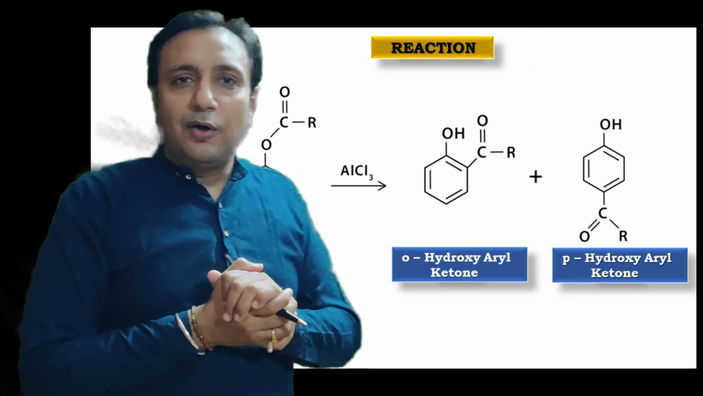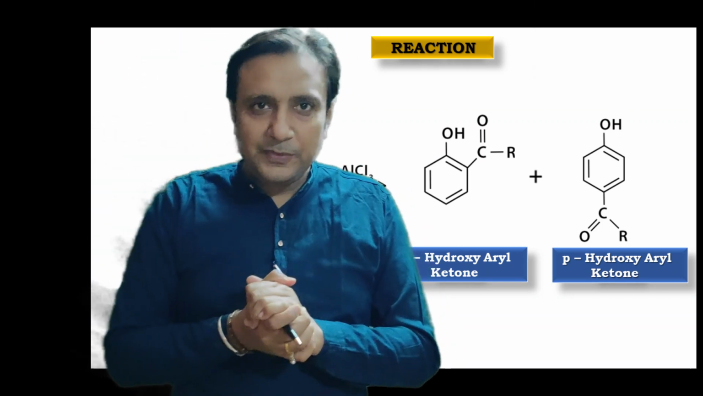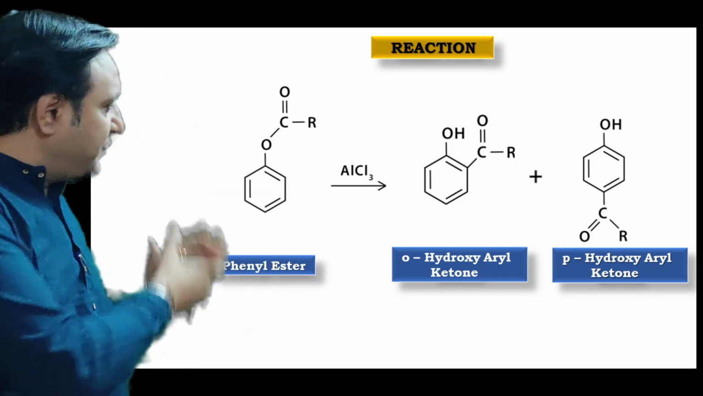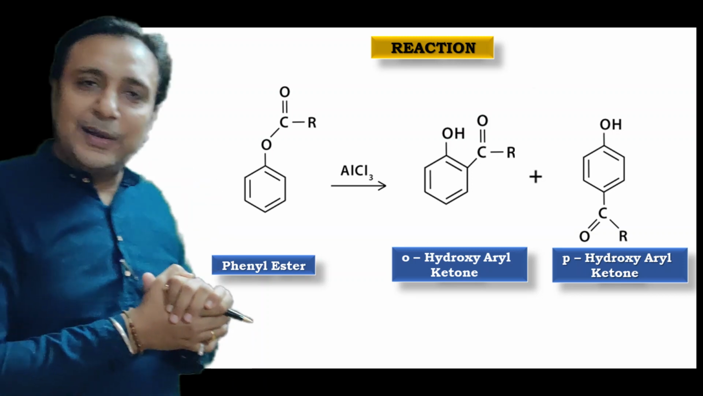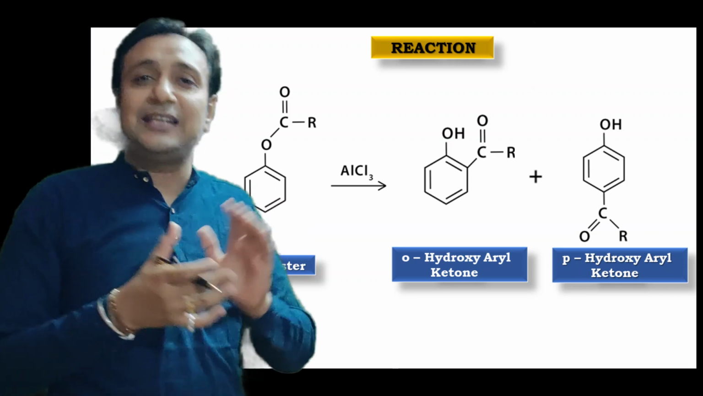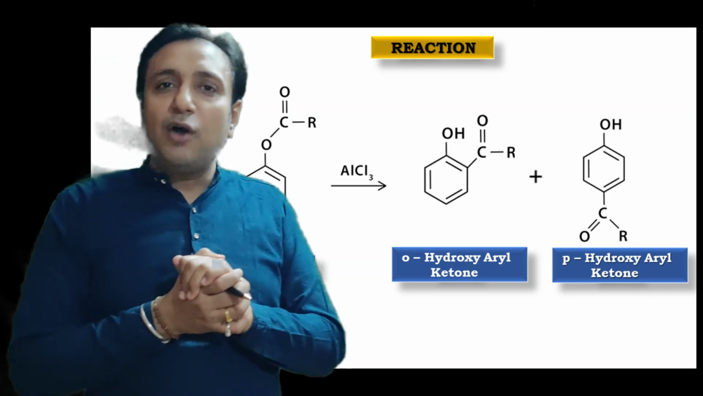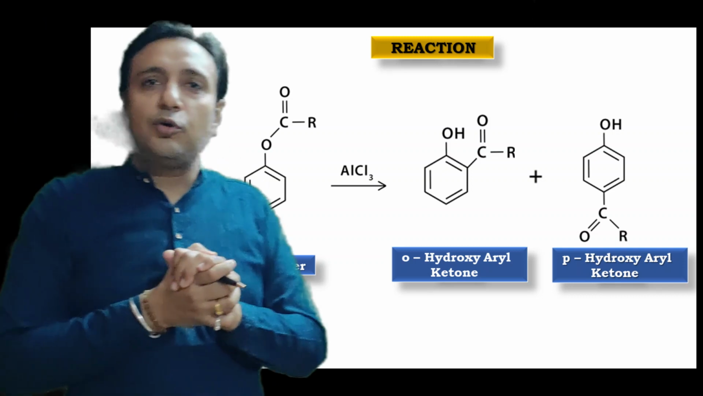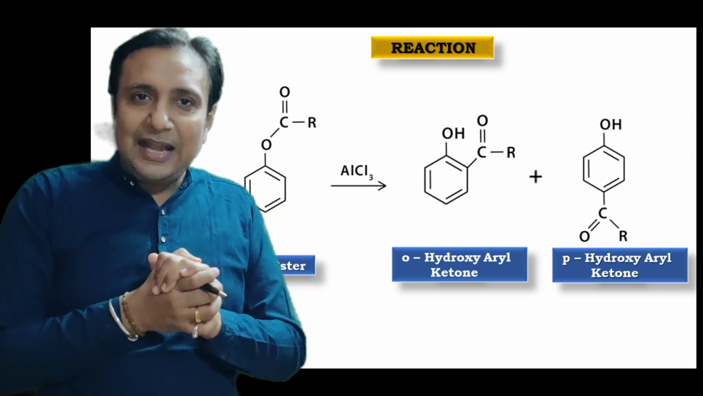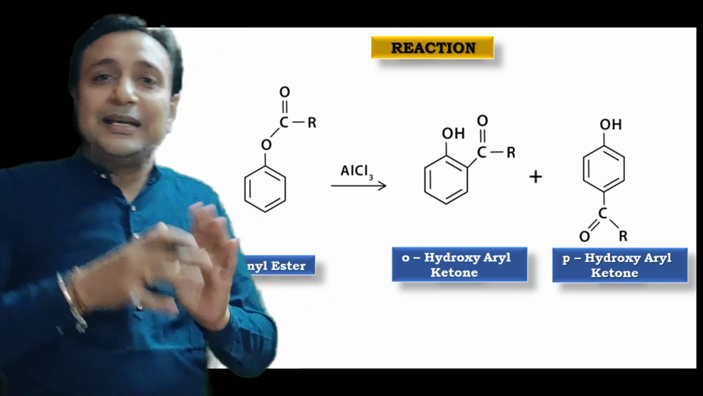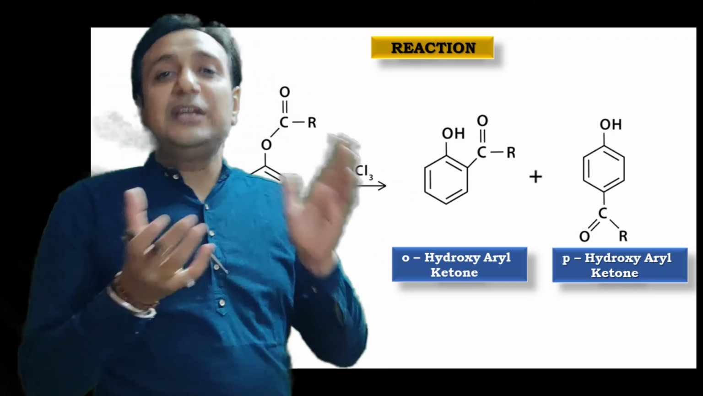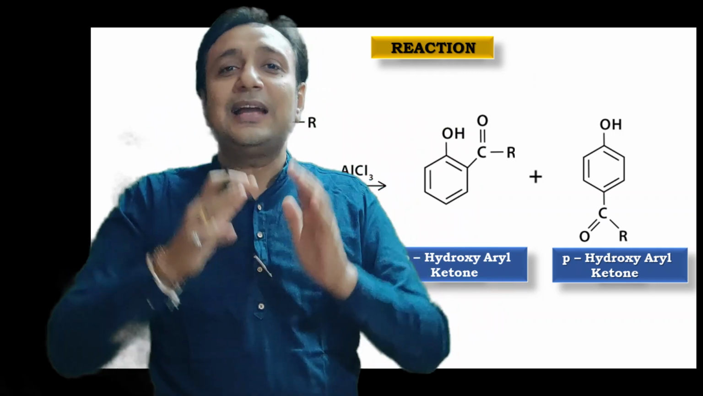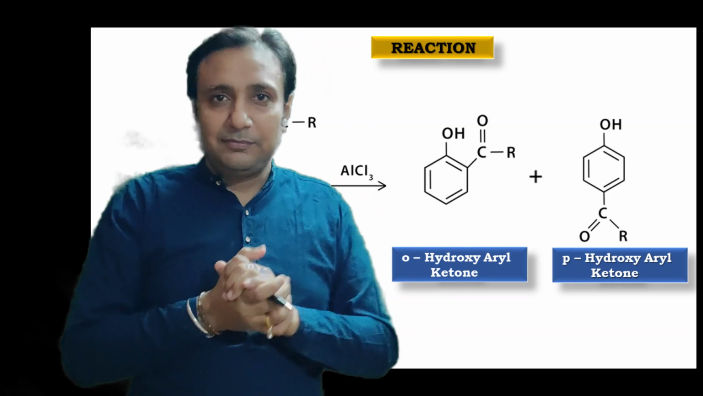Now the next part of the rearrangement is the most important part, that is the reaction. In this reaction, when phenyl ester undergoes rearrangement in the presence of anhydrous AlCl3 in acidic medium, then it is converted into a mixture of ortho hydroxyaryl ketone and para hydroxyaryl ketone. These two are isomers of each other, and these two isomers can easily be isolated by different industrial separation techniques.